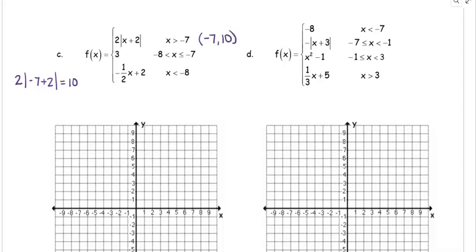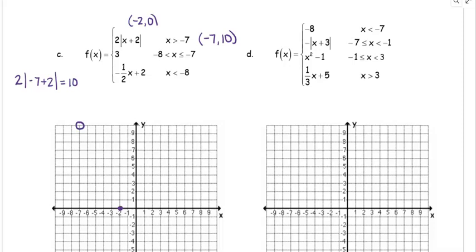Now I do know that this is going to be an open circle, so -7, 10. And I want to graph everything to the right. I want everything that is bigger than -7. Now looking at this absolute value equation, I could figure out what the vertex is going to be. I see that the vertex is going to be at -2, 0. So I'm going to plot that point as well, -2, 0.